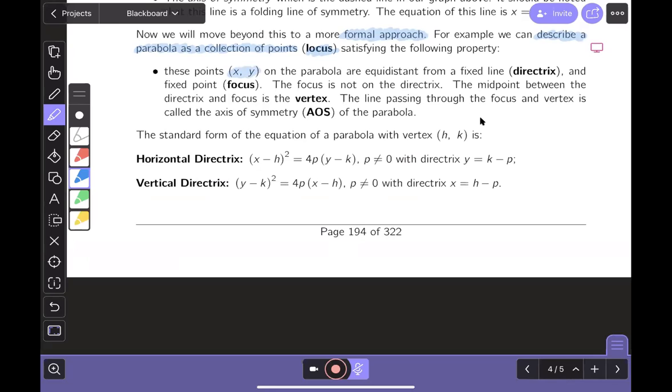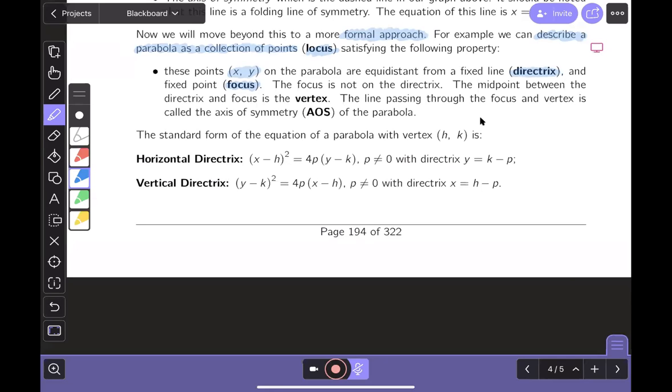Points on the parabola. There's points on the parabola. And what does it say? It's equidistant from a fixed line. That's called a directrix. It's a fixed line. And a fixed point, a focus. Wow, let's take a look at that. These points x, y in the parabola are equidistant from a fixed line, we'll get to pictures later, and a fixed point, a focus.